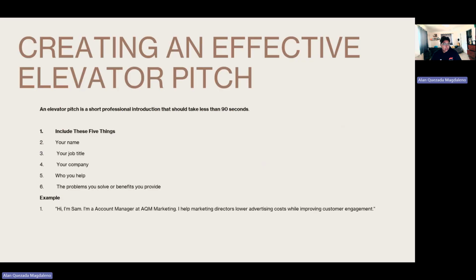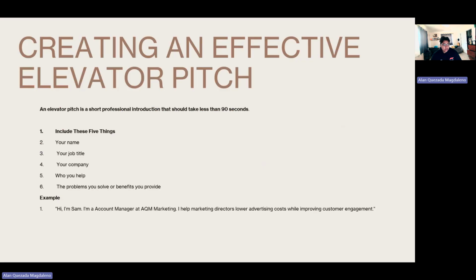Instead of saying something like "I sell software," you could say something like "I help businesses save money and improve workflow or efficiency using software." It makes it sound much more valuable because you're focusing on helping people instead of just selling them something.